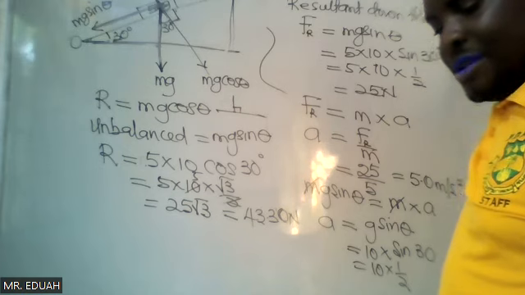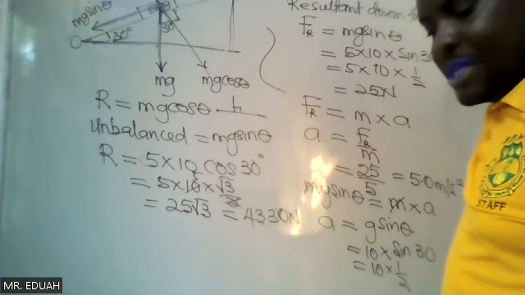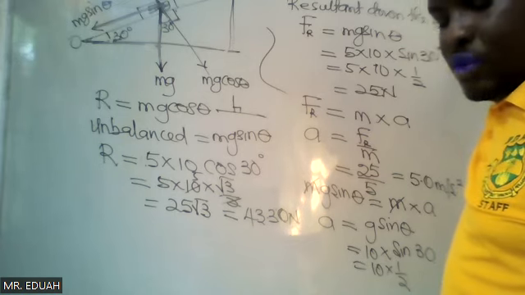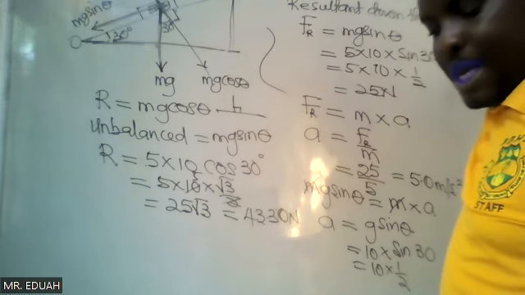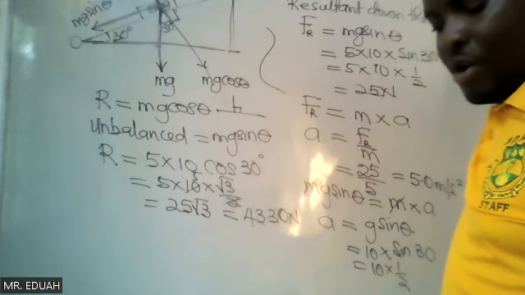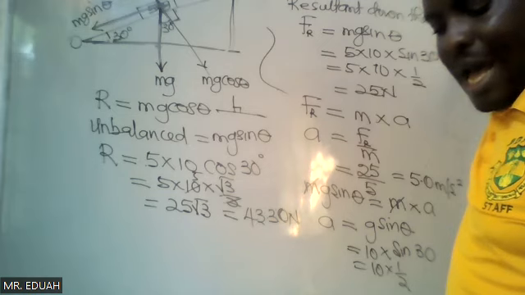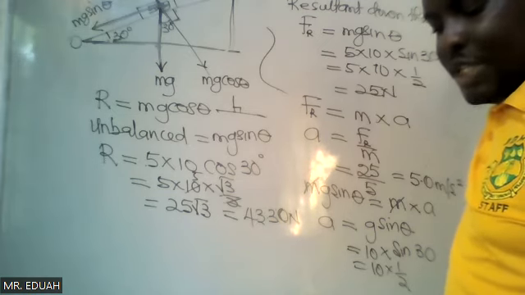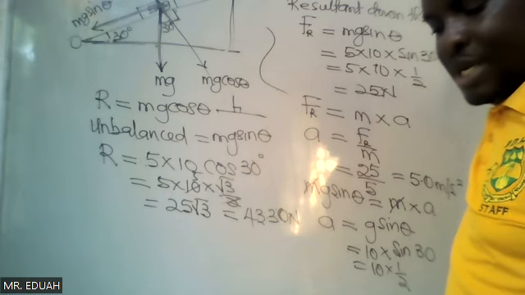And then the B part: if the parcel is pulled up the plane by a force of 20 Newton parallel to the plane, find I, the resultant force along the plane, and II, the acceleration with which the body moves. Take g to be equal to 10 meters per second squared.